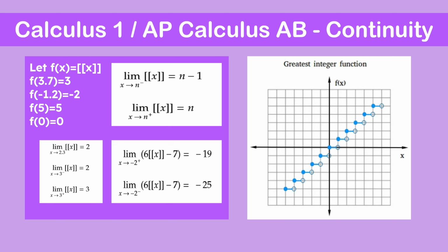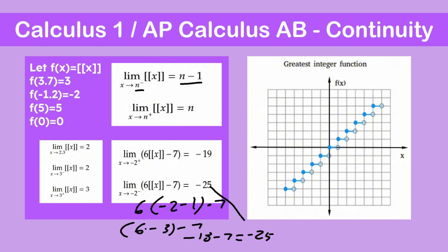So now let's do this bottom one over here. We're looking for the same thing, but we approach negative 2 from the left. If you recall, if you approach something from the left, you just subtract 1 from n. So let's plug in 6 times negative 2 minus 1, minus 7. So we get 6 times negative 3 minus 7. We get negative 18 minus 7, which is equal to negative 25, which is our answer.